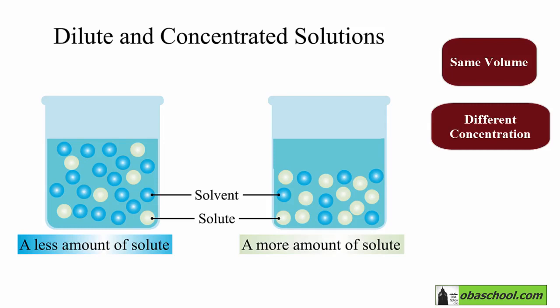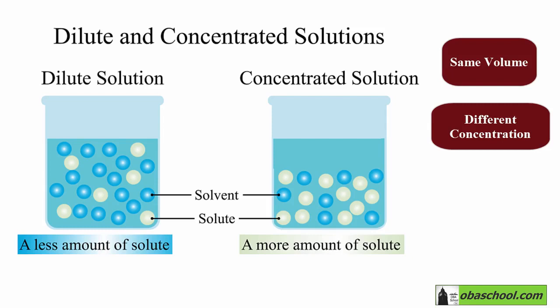The amount of the solute in the concentrated solution is greater than the amount of the solute in the dilute solution. So a concentrated solution of a solute contains a greater amount of that solute in the same volume of solution than a more dilute solution. So pay attention to this point. Here we are comparing two solutions which have the same volume.